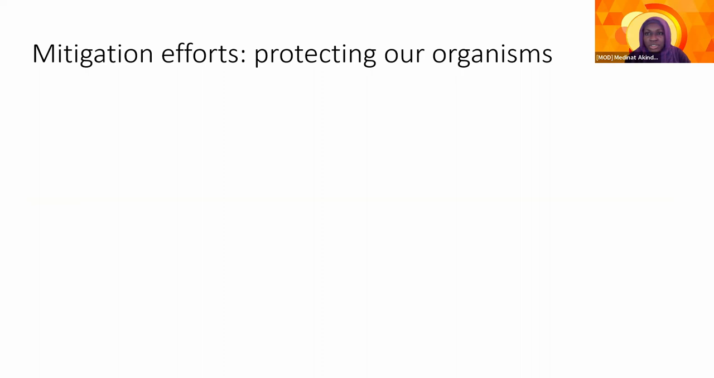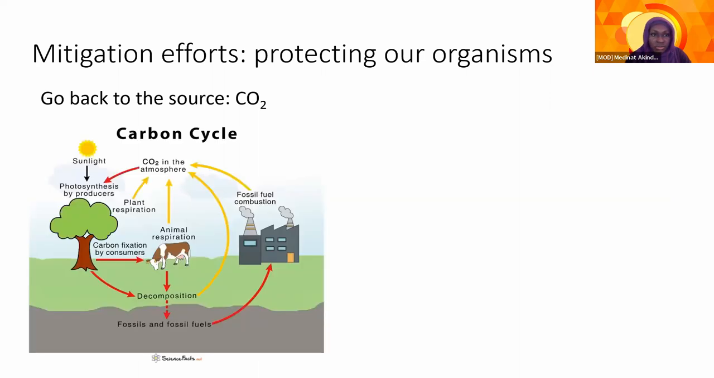Yeah, we have to go back to the source of climate change, which is CO2, the culprit. CO2 in the atmosphere comes from many different sources: from vehicles, from power plants, from animals. So we can focus on reducing CO2, so the organisms don't have to be impacted by climate change in the first place.